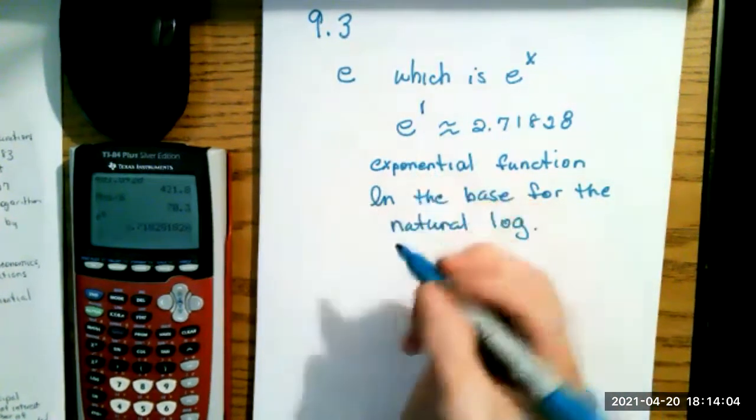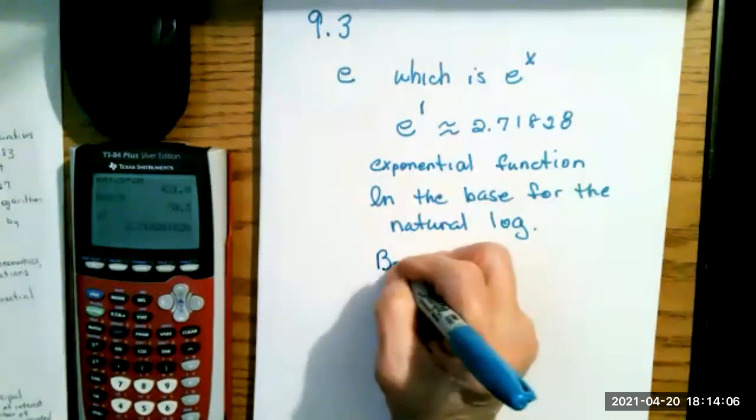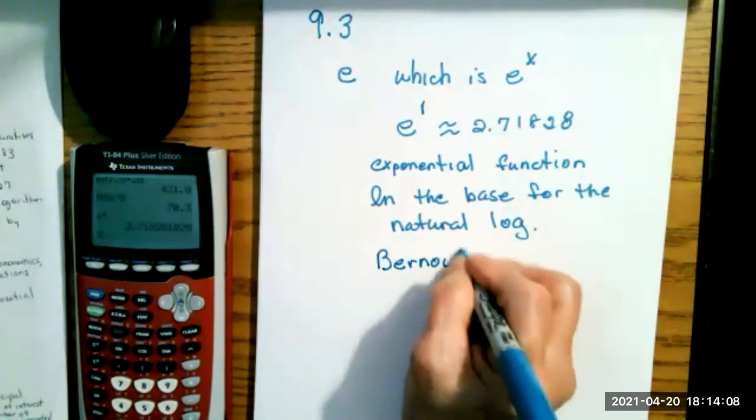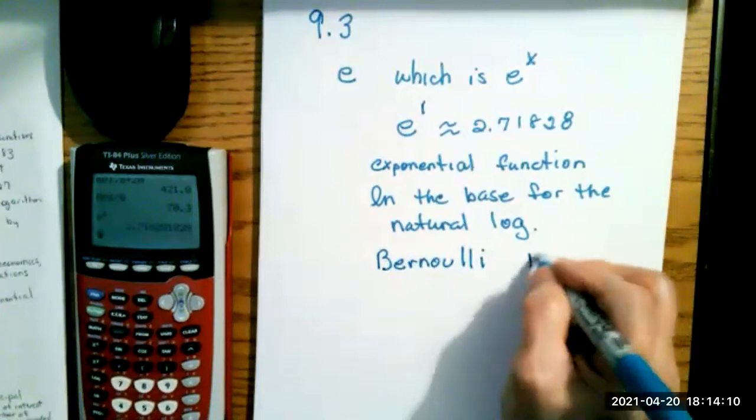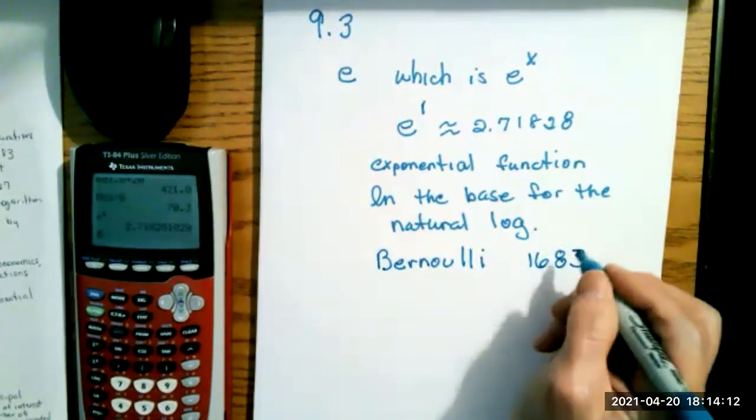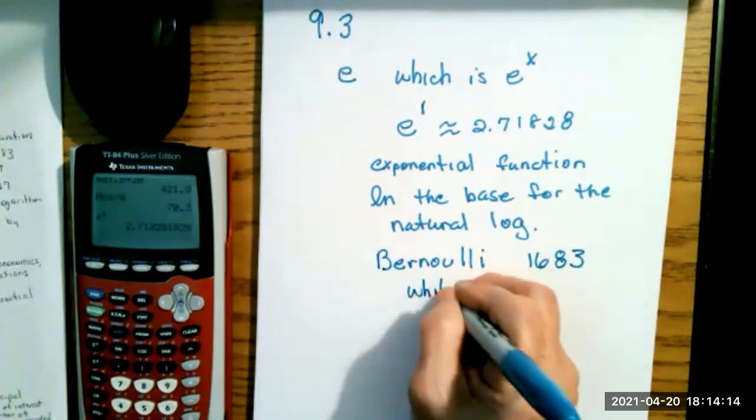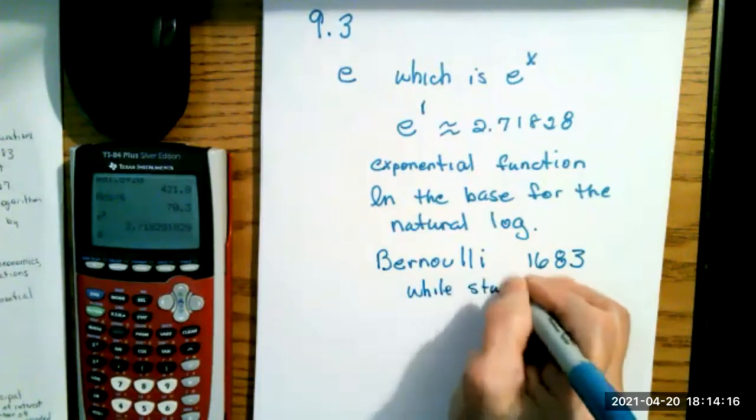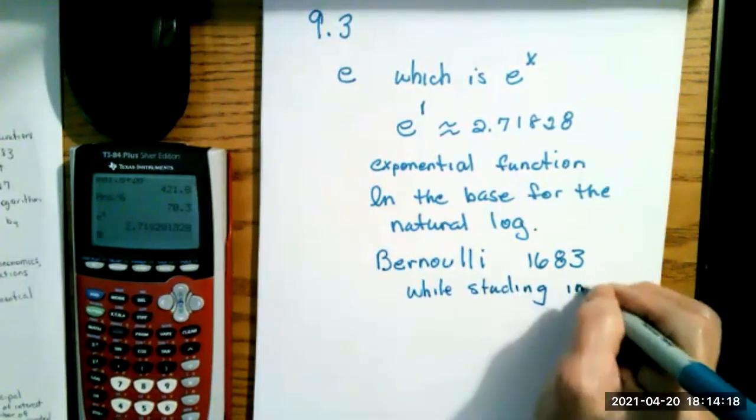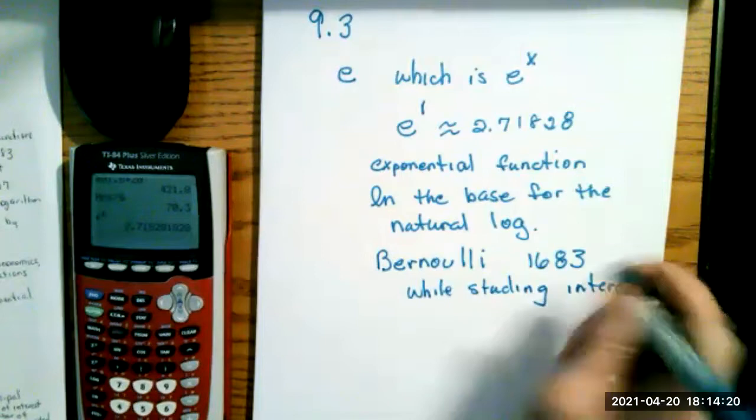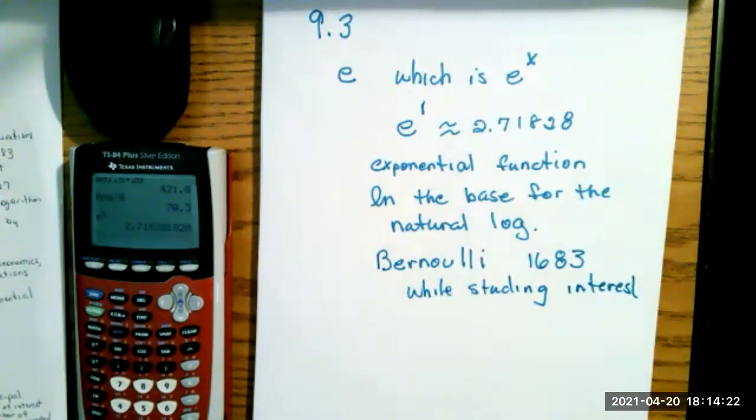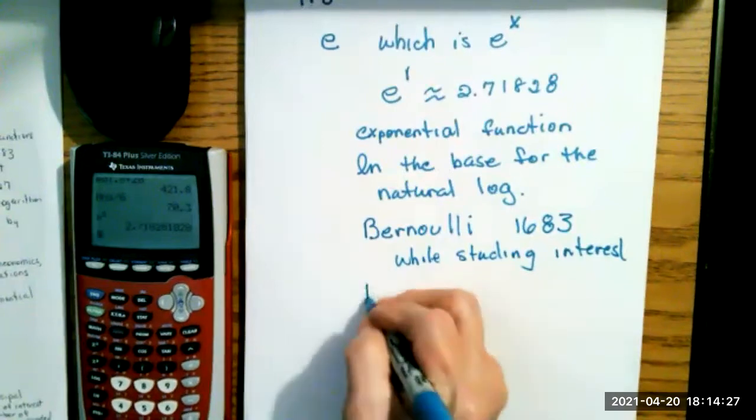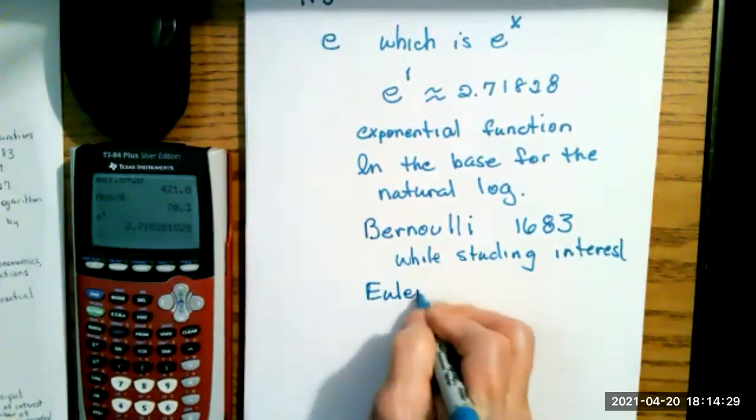In fact, a man named Bernoulli, have you ever heard of Bernoulli's formula? Bernoulli discovered it in 1683 while studying interest. He was doing interest problems and he kept coming across this number. And so he discovered that in 1683, but it didn't get a name until Euler did it.